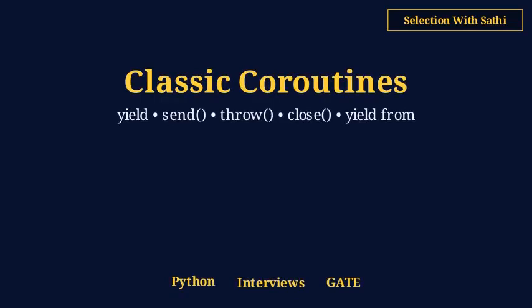Today we study classic coroutines from Fluent Python chapter 19. These are generators used as coroutines, where yield is not just for producing values, but also for receiving them. We will cover send, the four coroutine states, priming, throw and close, and how yield from captures return values.